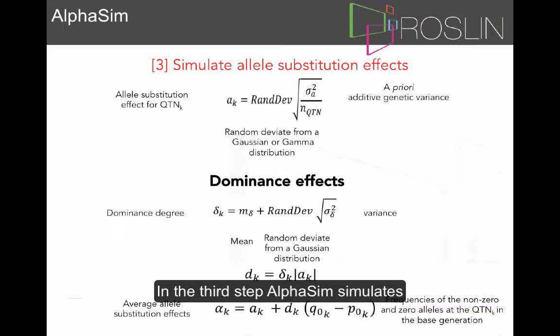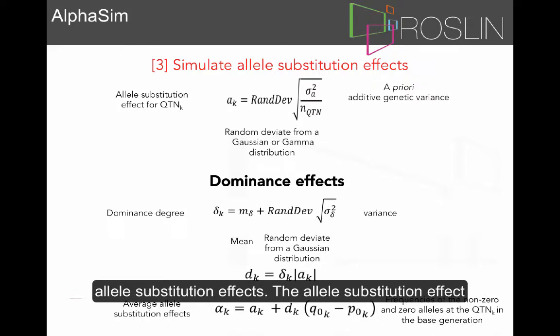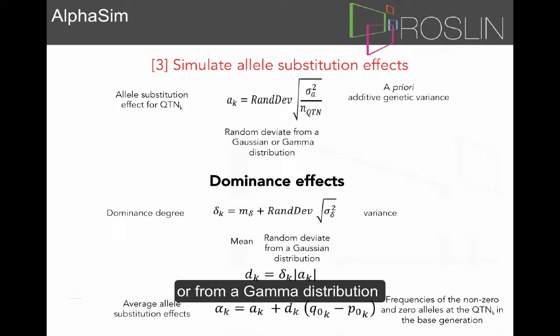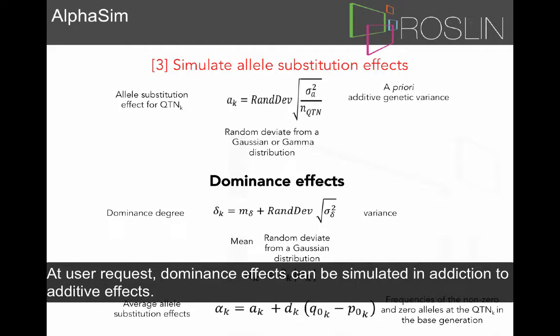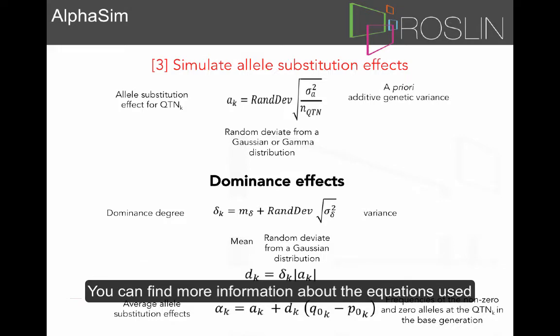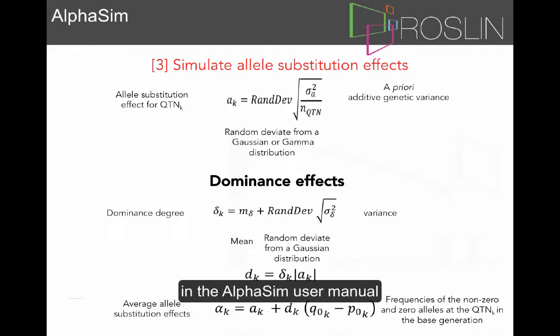Next, AlphaSim simulates allele substitution effects. The allele substitution effects at each QTN can be sampled from a normal distribution or from a gamma distribution. At user request, dominance effects can be simulated in addition to additive effects. You can find more information about the equations used in the AlphaSim user manual.